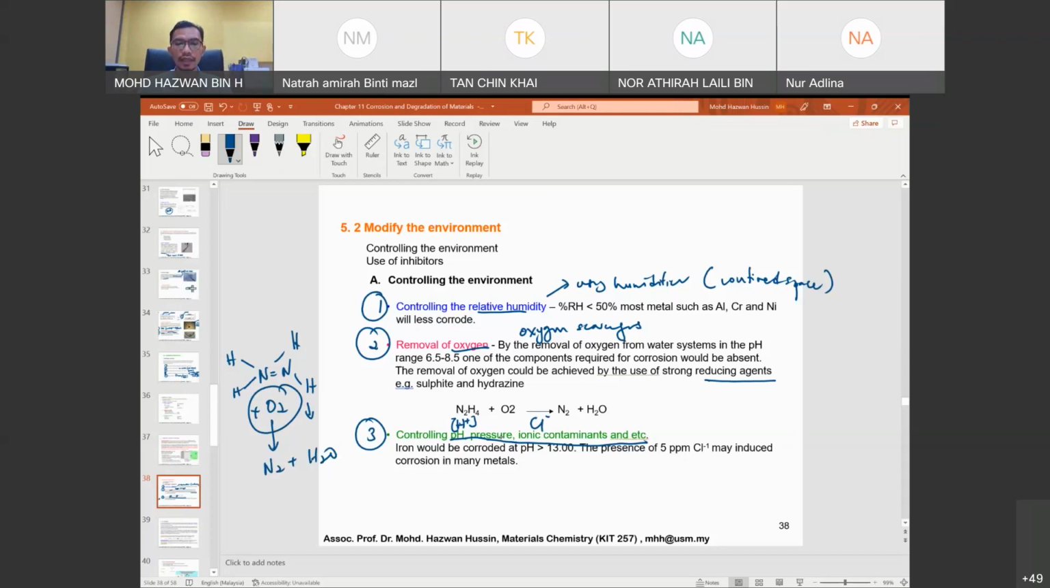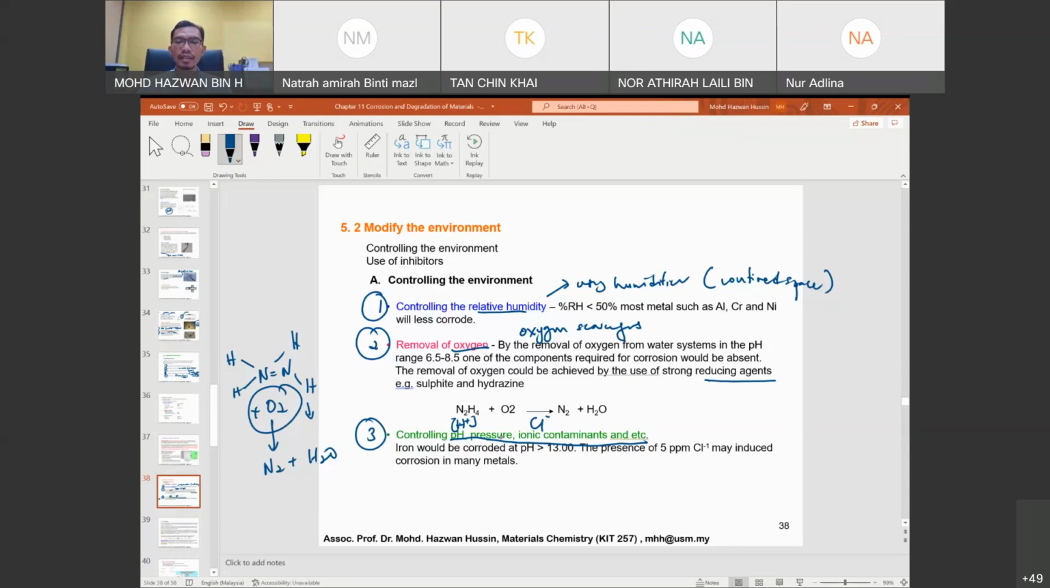And then next, you can control the environment by controlling the pH. Of course, if you know the pH, if it is in a tank or what, you can neutralize it if it is too acidic. Pressure, if the pressure is too high, because you know a pressure that is too high can break or damage the metal, so you can control the pressure.